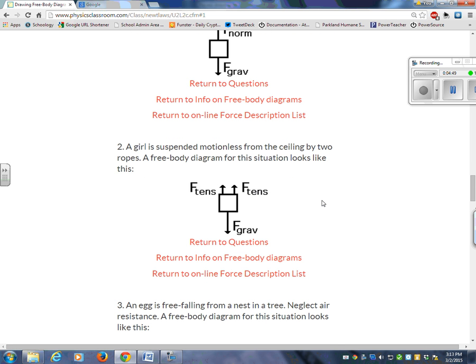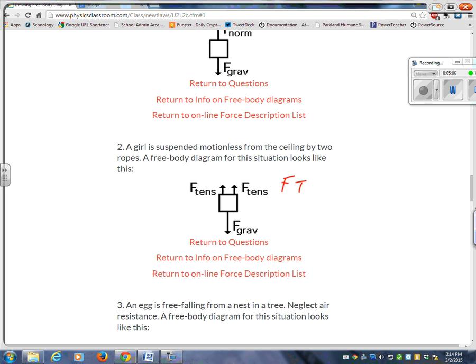A girl is suspended motionless from the ceiling by 2 ropes. Here's the free body diagram. We got gravity down, and they got 2 forces, each labeled FT's. What's that mean again? Tension. I would have called them FT, or I don't see any reason why you can't call them applied force 1 and applied force 2. It's a tension in a rope, right?